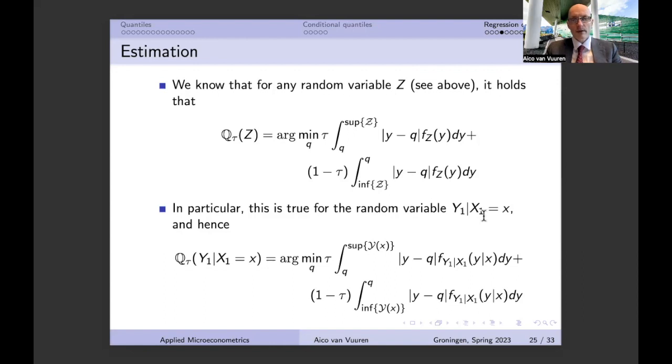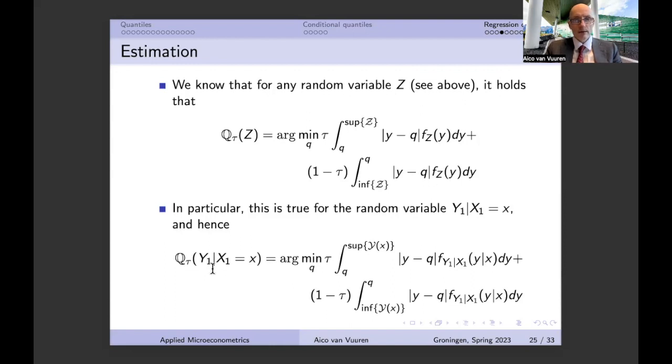Take into account that even though the idea is exactly the same, there are some subtle differences, of course, between this and that. That is to say that, first of all, we have here the conditional support, y conditional on x. And also here we have the conditional densities. But apart from that, the idea is exactly the same.